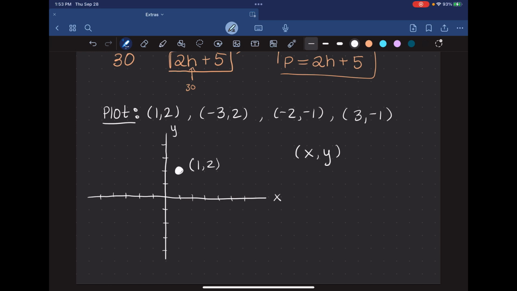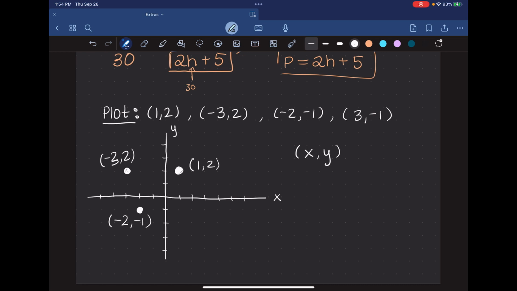Then I have negative 3, 2. That's letting me know that I go negative 3 in my x, and then I go up 2 in my y. So my point's going to be right here. And then the third point is negative 2, negative 1. So I go to negative 2 on my x-axis and then down 1 on my y-axis, right? So I go over 2 to negative 2, and then I go down 1. And so this is going to be my point at negative 2, negative 1.